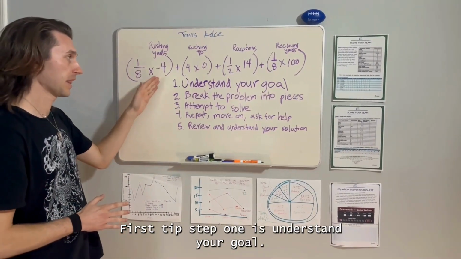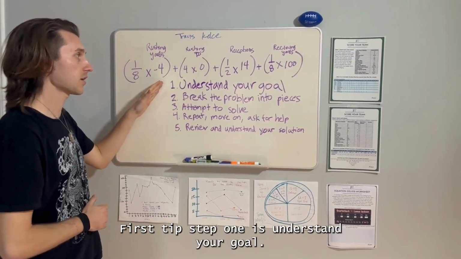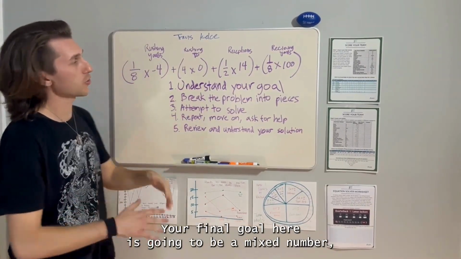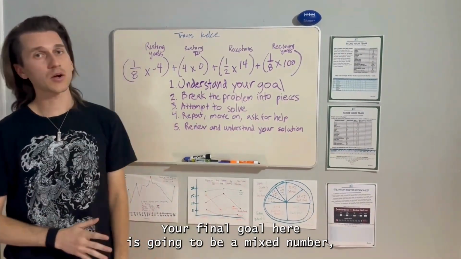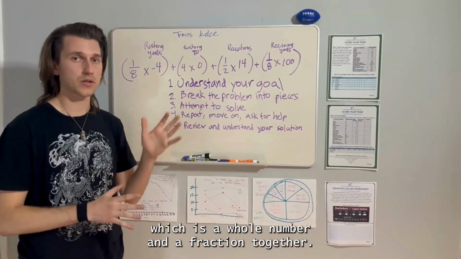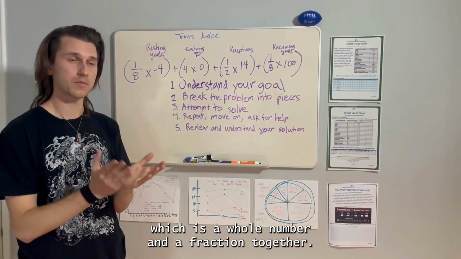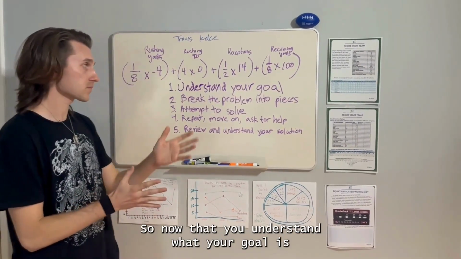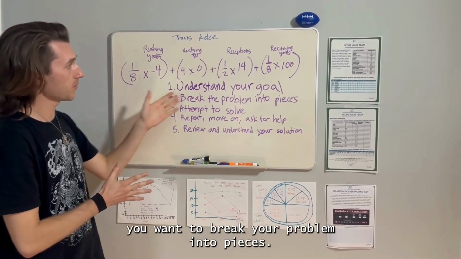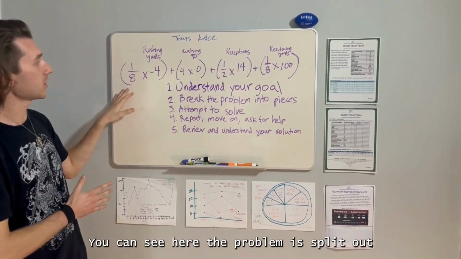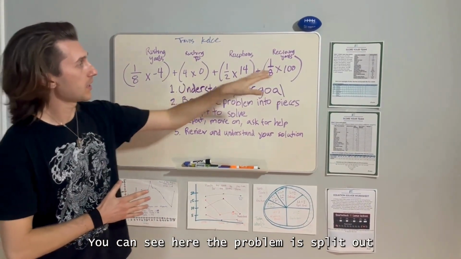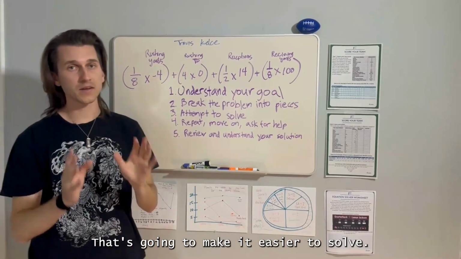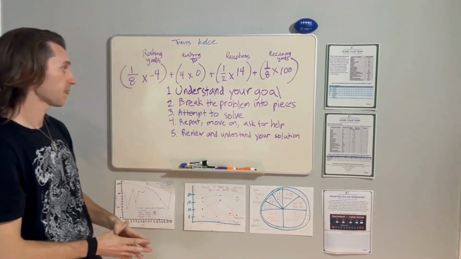First tip, step one, is understand your goal. You've got this long equation, a lot of numbers. Your final goal here is going to be a mixed number, which is a whole number and a fraction together. So now that you understand what your goal is, you want to break your problem into pieces. You can see here, the problem is split out into these subgroups that have parentheses. That's going to make it easier to solve.